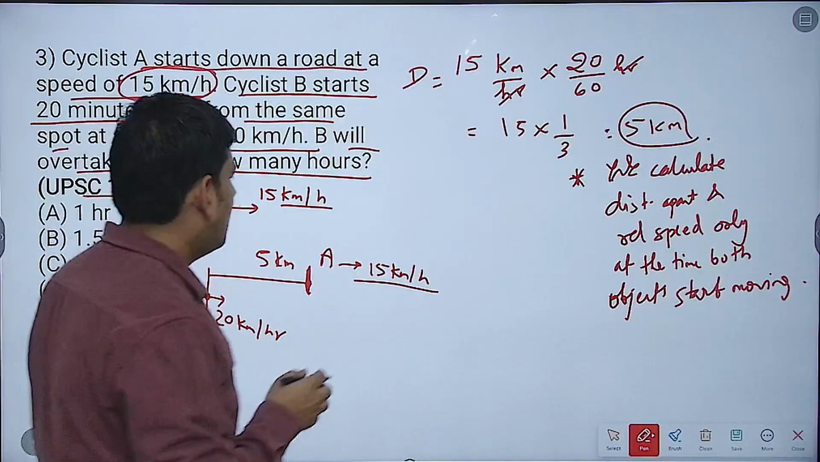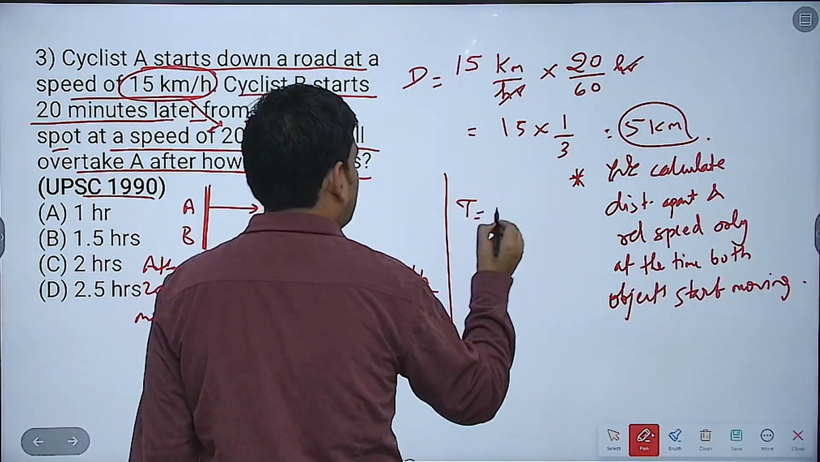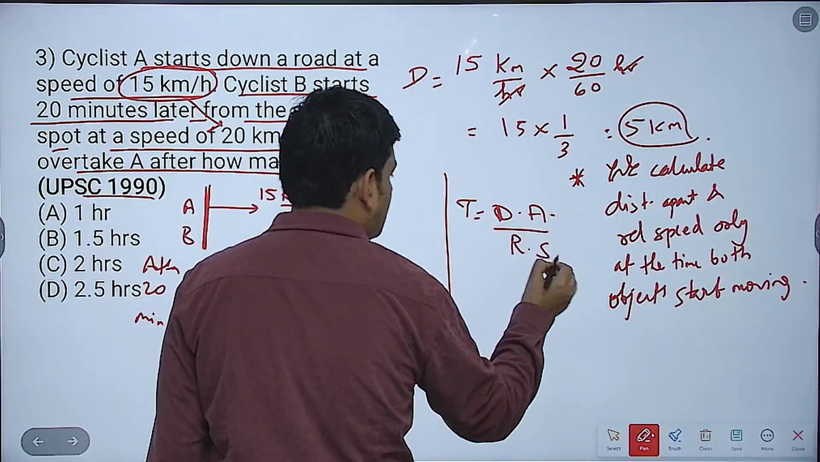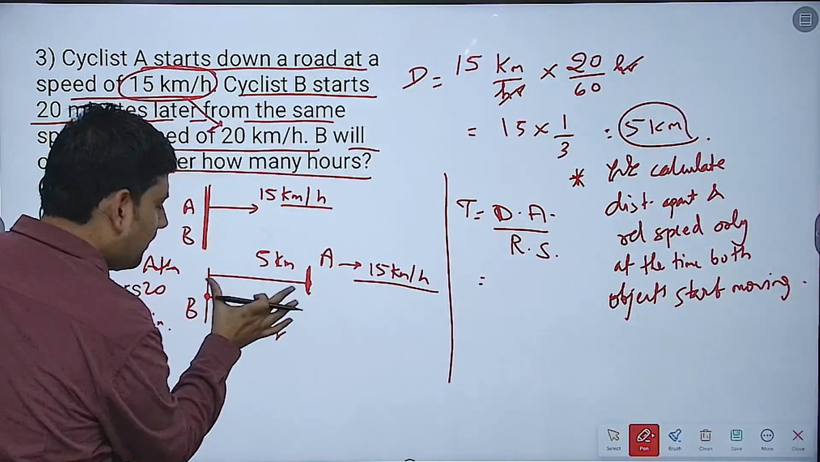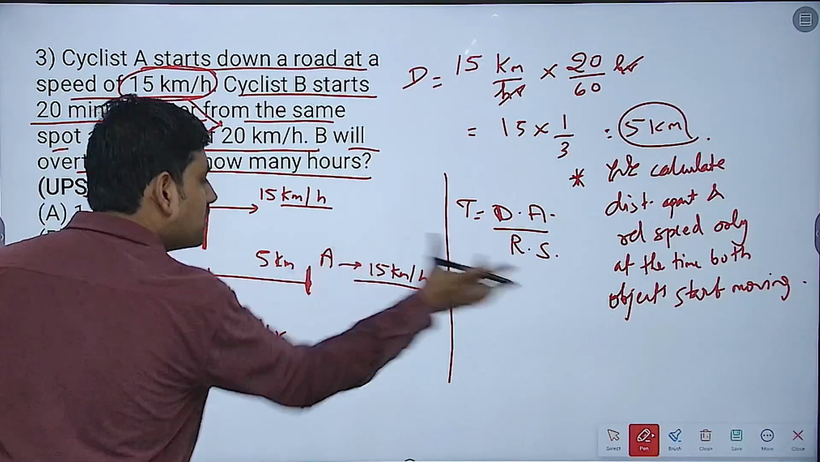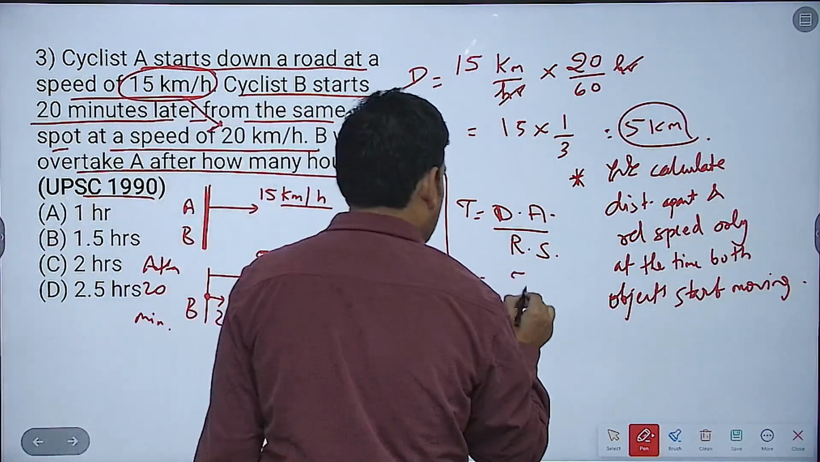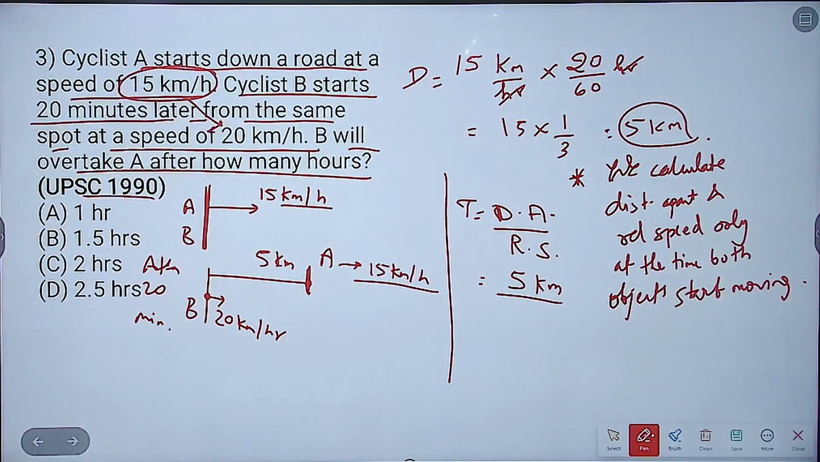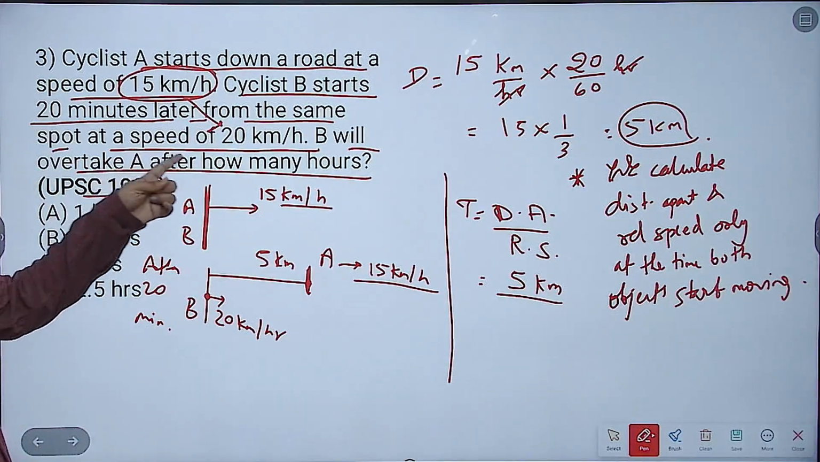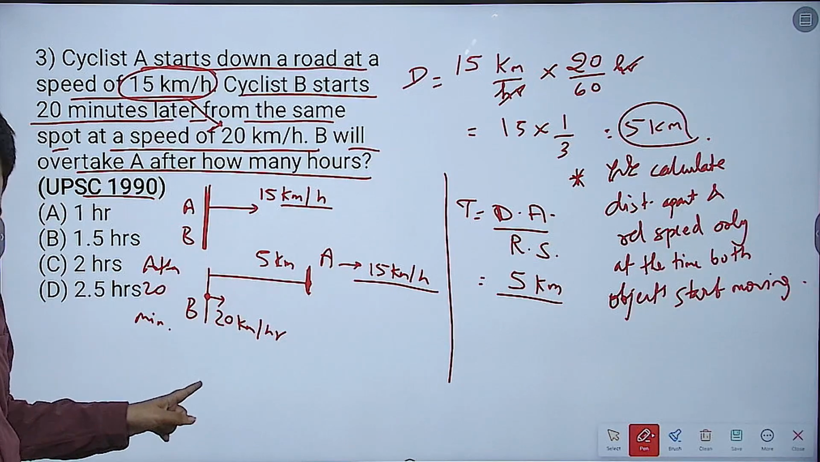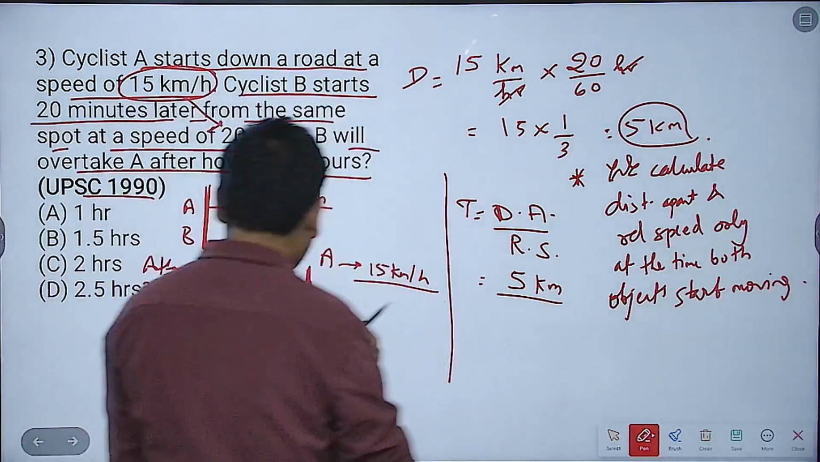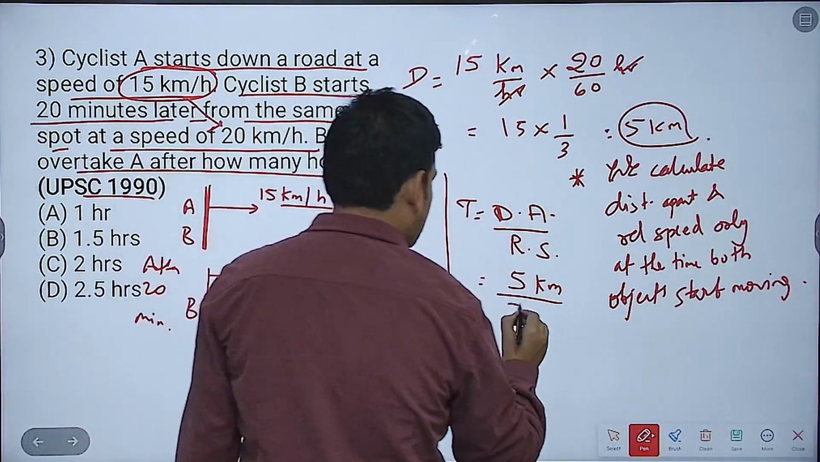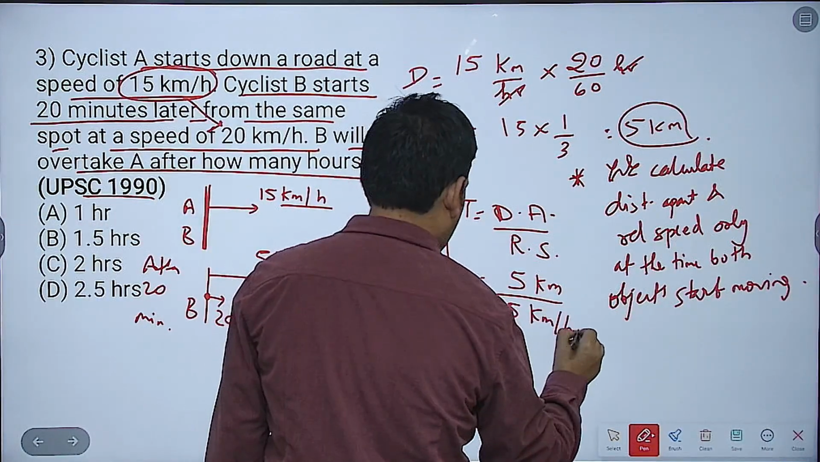Okay. So now formula is same. Time is equal to distance apart divided by relative speed. Distance apart is what? What is the distance between them right now, when they both start moving? 5 kilometers. So this becomes 5 km upon. Relative speed is what? Relative speed is 20 and 15. That means they're moving in same direction, so it will be subtracted. 20 minus 15 is 5 km per hour.